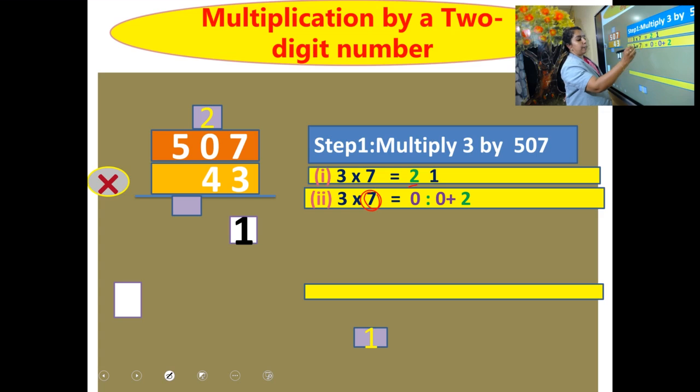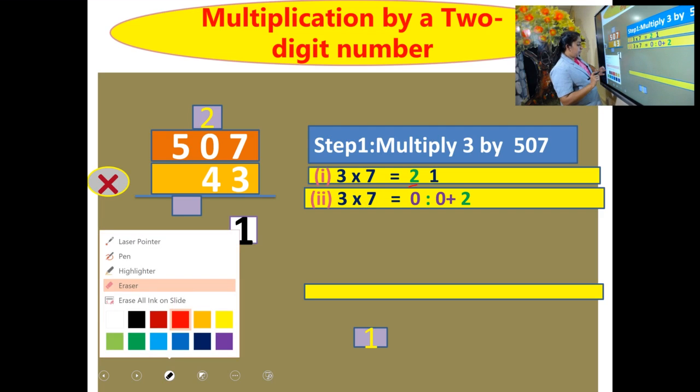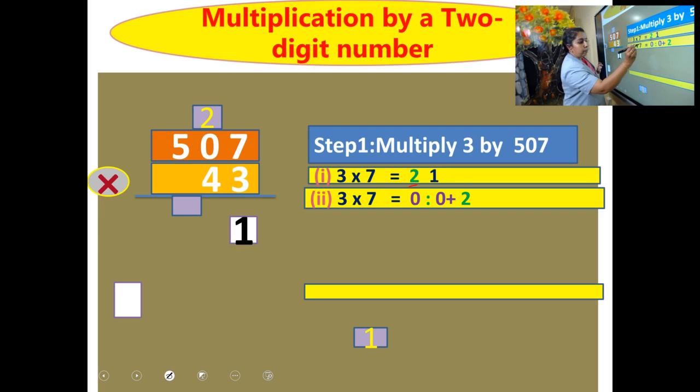3 zeros are 3 into 0. You are multiplying, not the 7. Not 3 into 7. You have to multiply with the 0. 3 zeros are 0. Then 0 plus 2, carryover is 2. 0 plus 2 is 2. Clear? Then the third step is 3 in the ones place and 5 in the hundreds place.